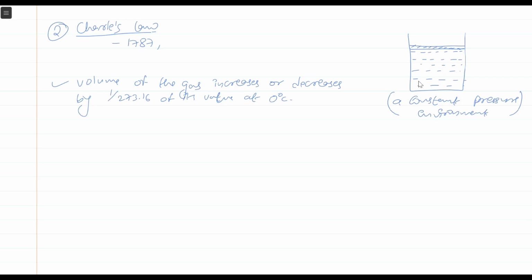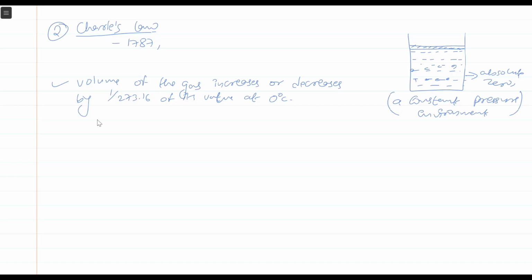So if this is the gas, this looks like water, but this is gas. Now if we put it at absolute zero, then it will have a certain value of volume, right? Now if we increase the temperature, the volume of the gas will increase by this much of the volume at absolute zero. So this is the meaning of Charles law.